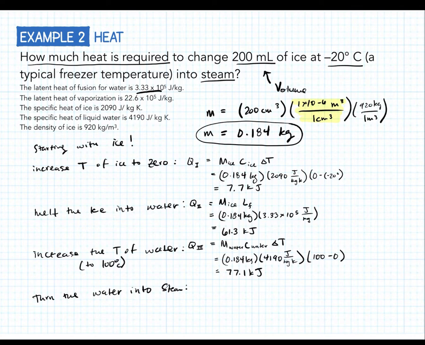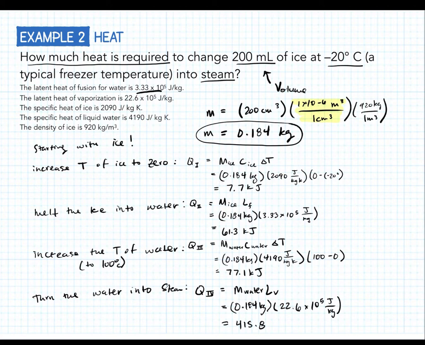And then the last thing we need to do, going to make water into steam. Okay, so that's a phase change, and that's the latent heat of vaporization. All right, it's positive because we're adding heat still. So the mass is still the same. The latent heat of vaporization should be 22.6 times 10 to the 5th. And that gives us something giant.